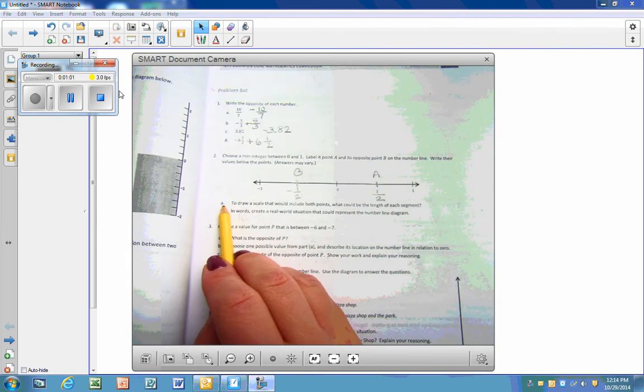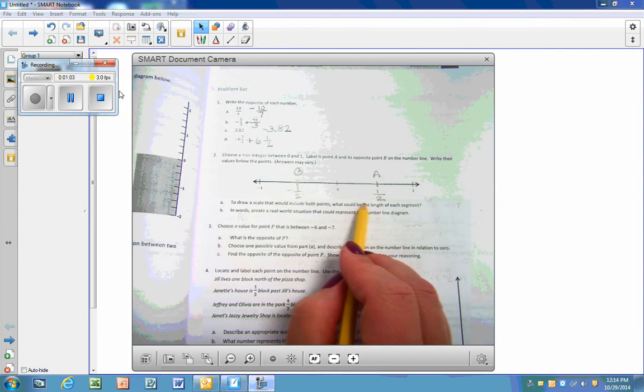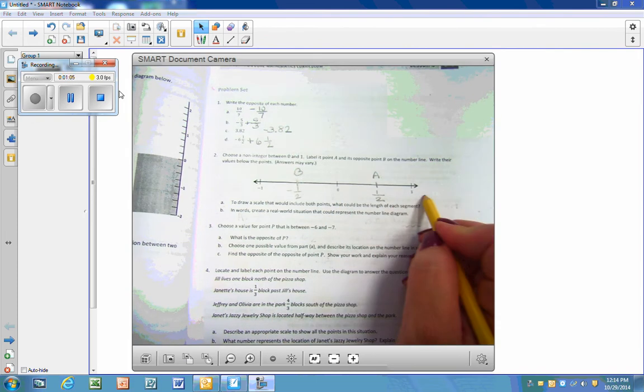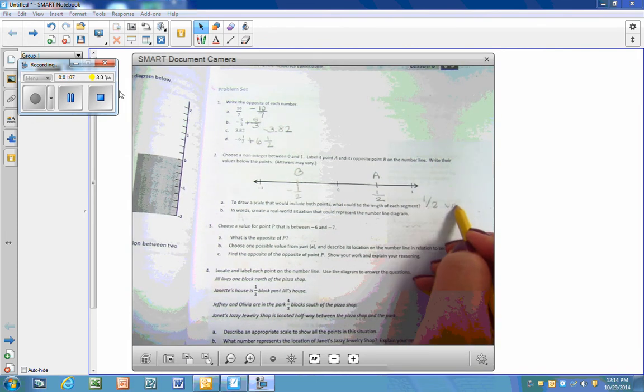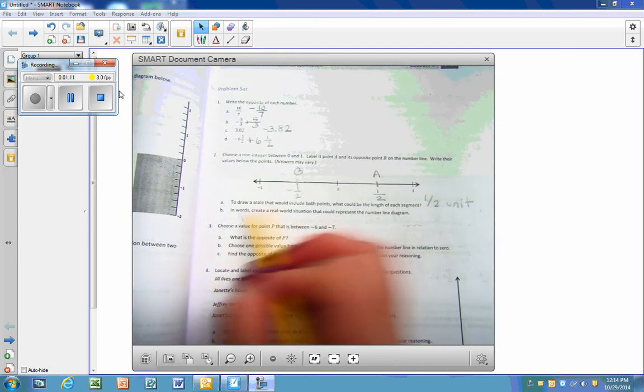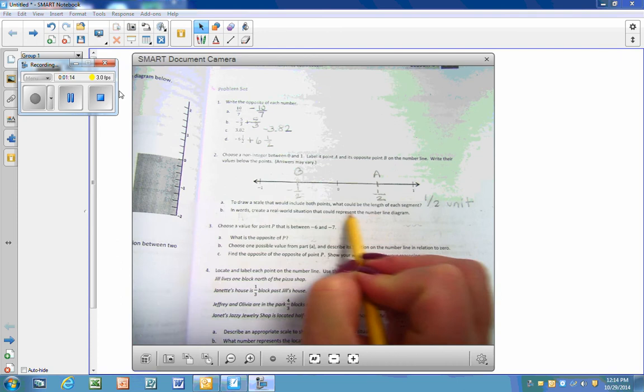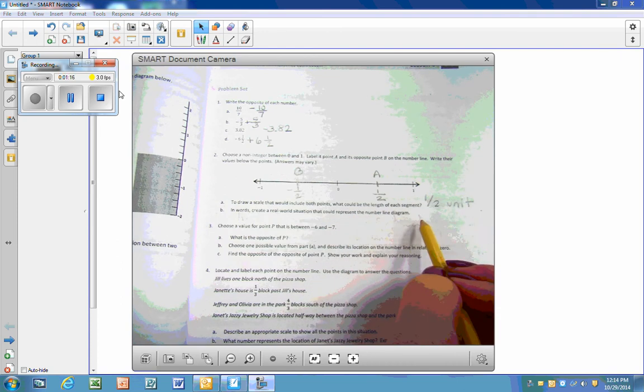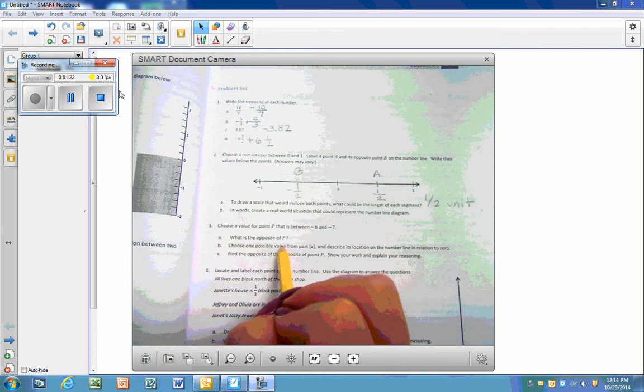So part A, 2A, to draw a scale that would include both points, what could the length be of each segment? Each segment would be a 1/2 unit. That's what I divided them up into. And on the number line, we talk about the units. B, in words, create a real-world situation that could represent the number line diagram. See if you can think of a real-world situation and think of the signal words that we talked about yesterday. We'll share these different ones in class tomorrow.